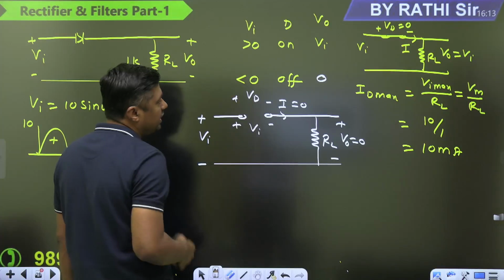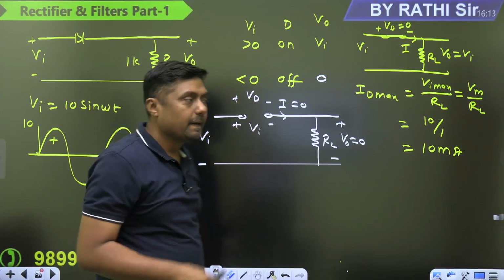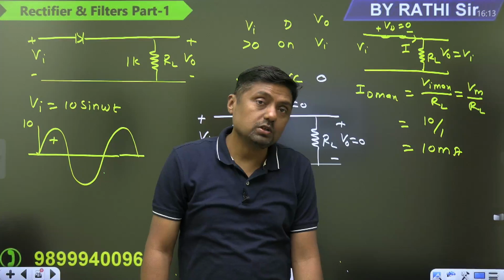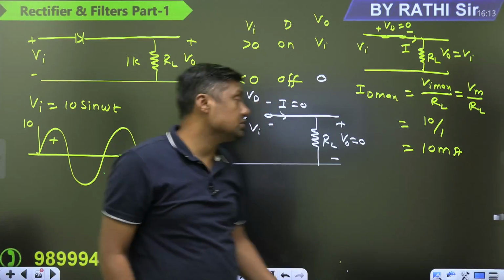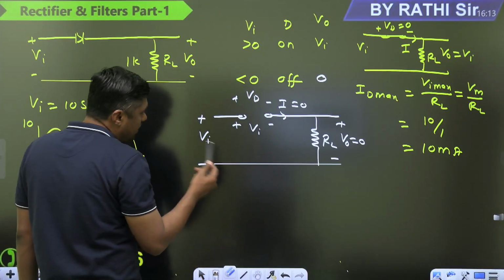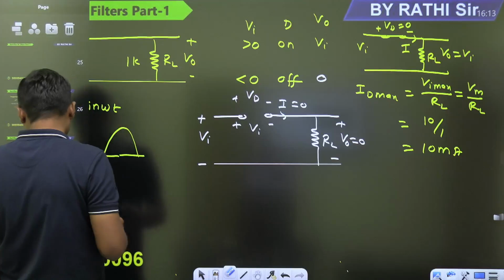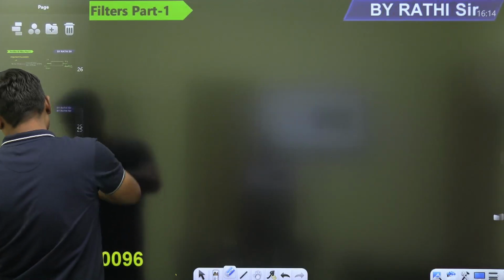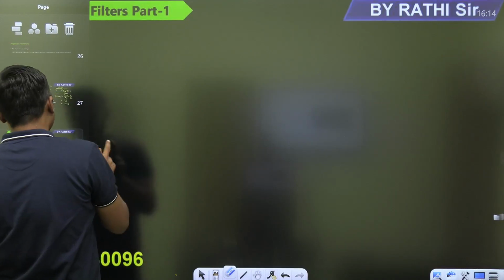So what is the VD is equal to what? VI. But what is the value of the VI? Negative. Minus 10. What is the highest value of the VI? Minus 10, because it is a negative half cycle. Then the complete voltage will come across what? Complete voltage will come across the diode in a reverse direction.